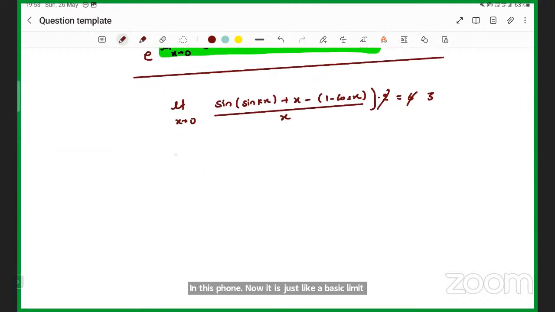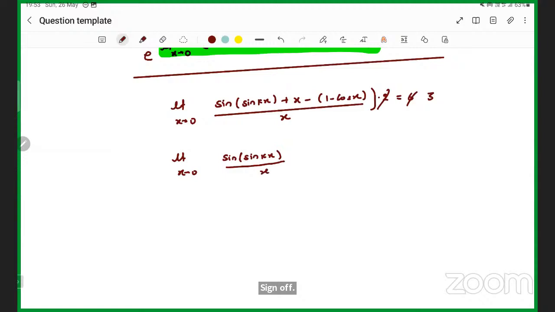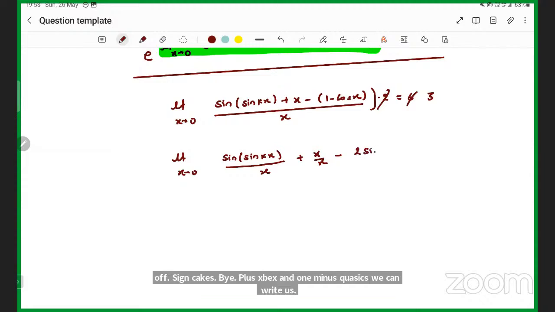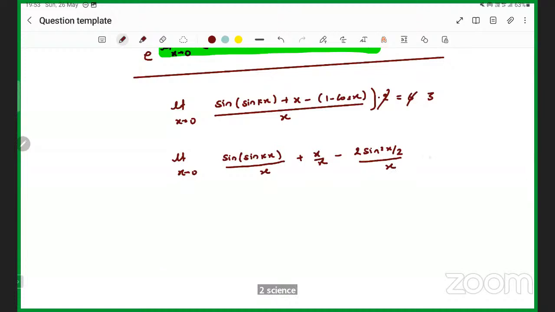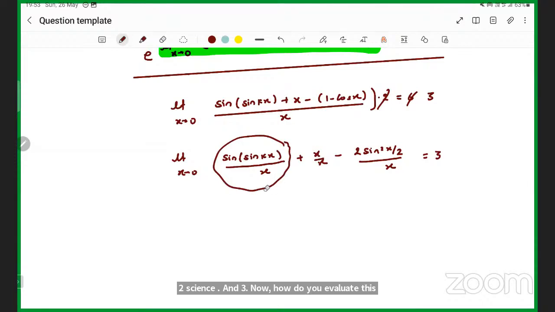Let's evaluate it. This can be further written as limit x tends to 0, sine of sine kx by x plus x by x, and 1 minus cos x we can write as 2 sine square x by 2, all by x, and this limit value should be equal to 3. Now how to evaluate this limit? Many ways are there to evaluate this, isn't it?